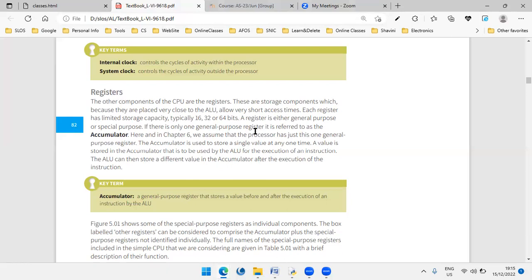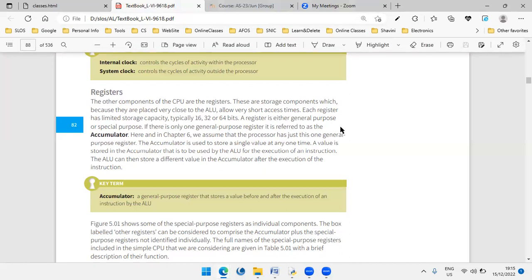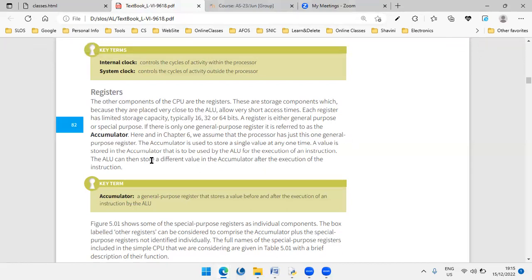A register is either general purpose or special purpose. This also I mentioned at the beginning. Just check your memory. If there is only one general purpose register, it is referred to as the accumulator. Where do you get these for the exam? You will get them under low level programming, assembly programming. The accumulator is called ACC. Here and in chapter 6, we assume that the processor has just this one general purpose register.